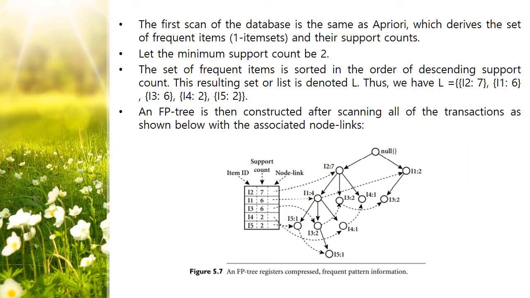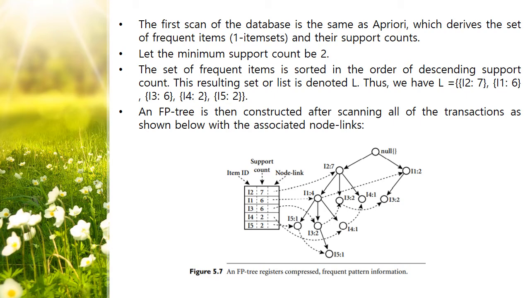We will study the FP growth algorithm using an example. The first scan of the database is the same as Apriori, which derives the set of frequent items, that is, one-item sets, and their support counts. Let the minimum support count be 2. The set of frequent items is sorted in order of descending support count. This resulting list is denoted as L.